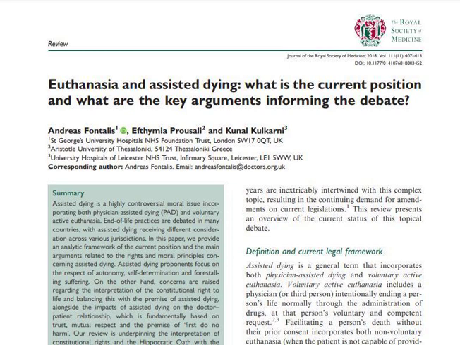They define voluntary active euthanasia as follows. The act of a physician or third person intentionally ending a person's life, usually through the administration of some drug, at that person's voluntary and competent request. So, voluntary active euthanasia involves a physician or third person intentionally ending a patient's life that they voluntarily and competently request. In other words, you have a patient who has some sort of wish or desire to die. They request that they be euthanized, and they are competent when they make this request, and the request is carried out by a physician or a member of the care team, usually through the administration of some drug.